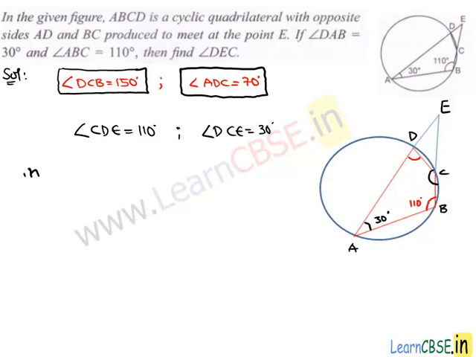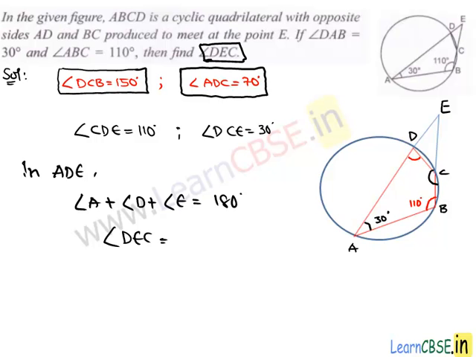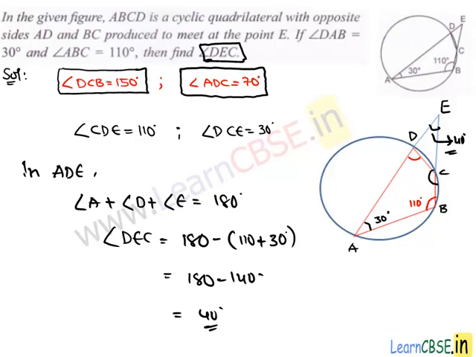Therefore, in triangle DEC, angle at E plus angle at D plus angle at C is equal to 180 degrees. We have to find angle DEC. It is equal to 180 minus the sum of the remaining angles, that is 110 plus 30. It is equal to 180 minus 140. It is 40 degrees. Therefore, angle DEC is 40 degrees. And this completes our solution.